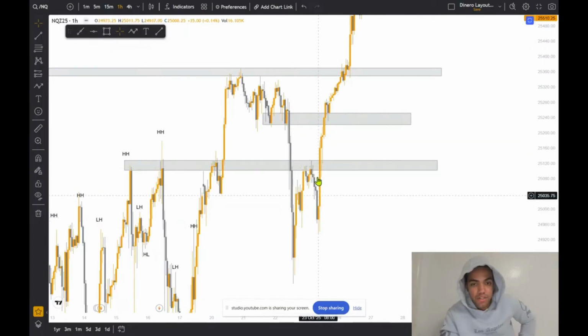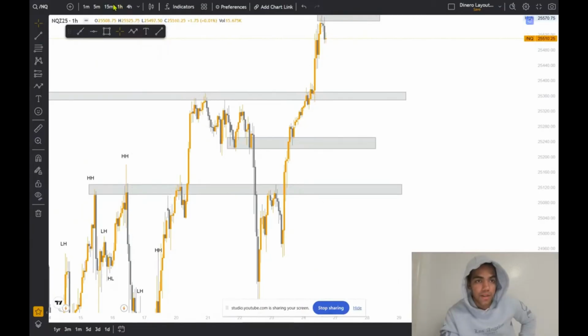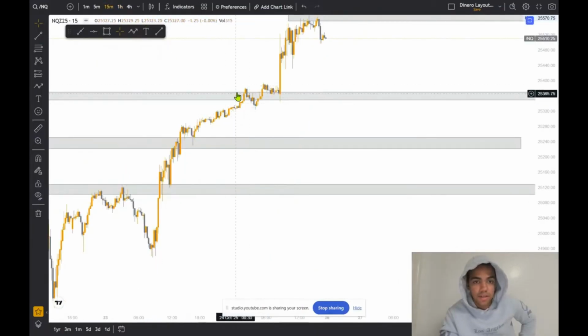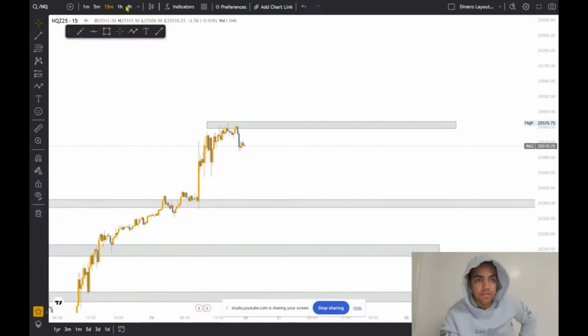Indication, correction, continuation. Indication, correction. You see these little candles right here? Correction, continuation. Even here, if you want to go back into the 15-minute, indication, correction, continuation. It's not rocket science. Indication right here, indication, correction, continuation. That's all it is, literally.